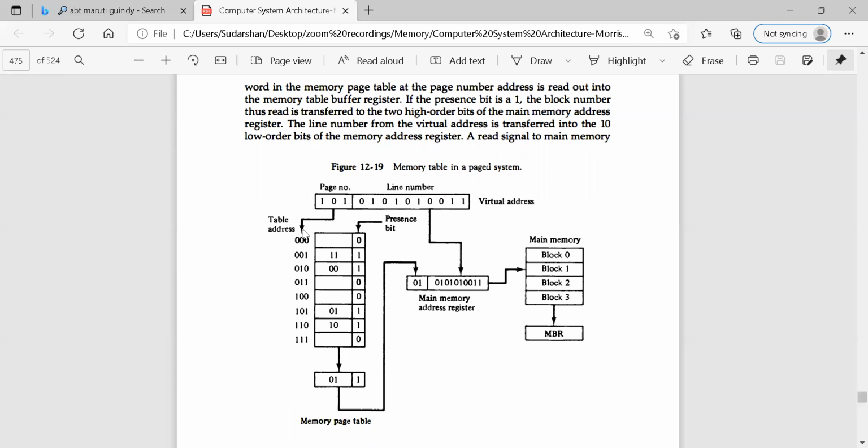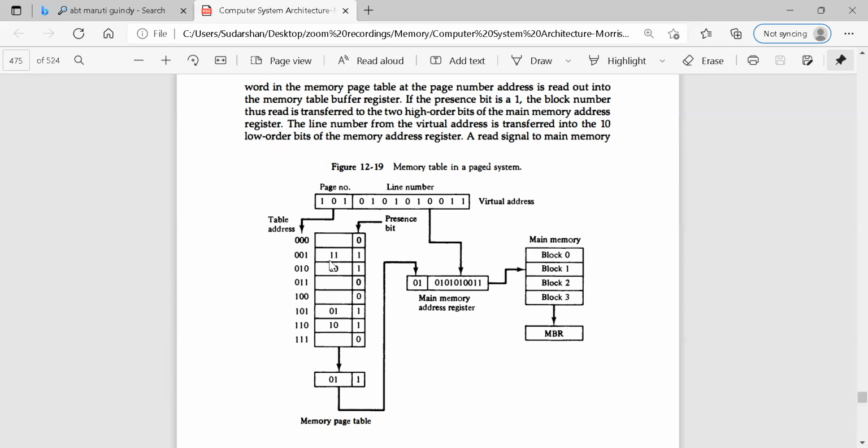So this is your memory mapping table. Please remember, this memory mapping table converts a 3-bit page number into a 2-bit block number. So look at this example, 000, presence bit is 0, indicating that page number 0 is not there on primary storage. It is available only on secondary storage. 001, that is page number 1, is available in 11. 11 means it is available in block number 3. And this indicates that it is available on primary storage. Page number 2, 010, is available in 00. That means it is available in block number 0.